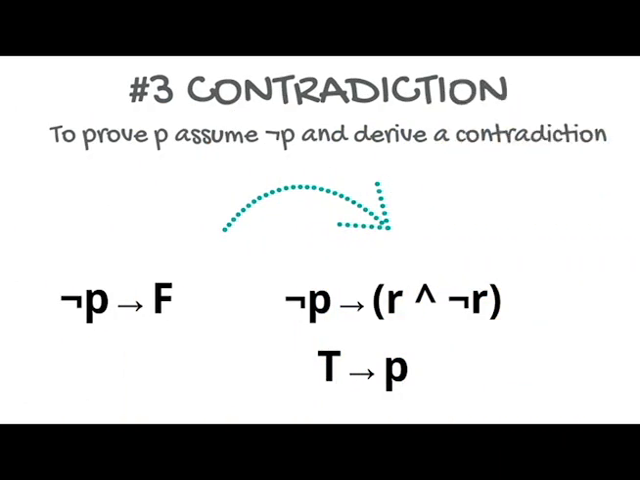Contradictions are the third type of proof that we will look at. Proofs by contradiction are considered indirect proofs because they do not prove results directly. Our first step in these types of proofs is to assume not P. We must then derive a contradiction. Because the statement R and not R is a contradiction, we can prove that P is true if we show that not P implies R and not R as true for some proposition R.